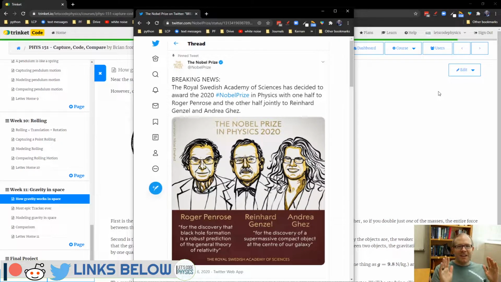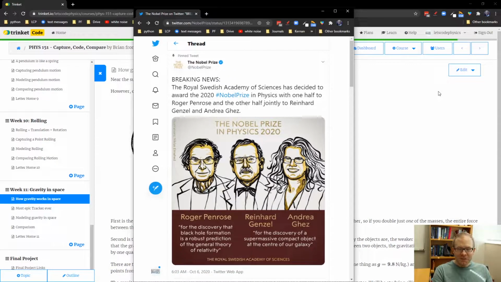Earlier today, the Nobel Prize in Physics for 2020 was announced, awarded for discoveries involving black holes, particularly for the discovery of a supermassive compact object, aka a black hole, at the center of our galaxy. This is one of the most interesting discoveries, I think, in the last century of physics: that at the center of our galaxy, and probably at the center of every galaxy, is a supermassive black hole.